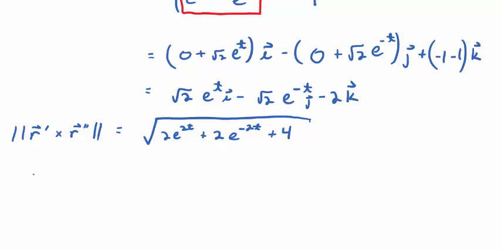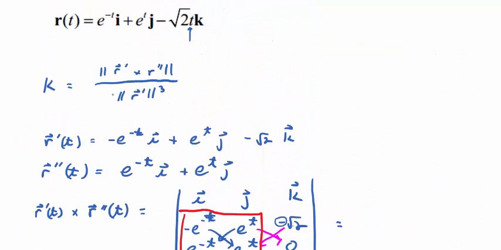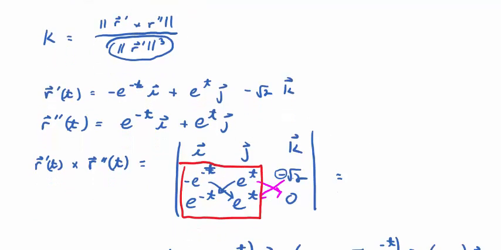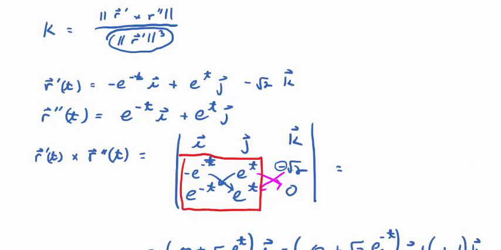Okay, let's talk about the magnitude of r prime to the third power. If you look at that formula I wrote down, that's what we need to compute for the denominator when computing curvature. So we know what r prime is. R prime is this guy. So if we square each term, add them together, put it underneath the square root, what does that give us?